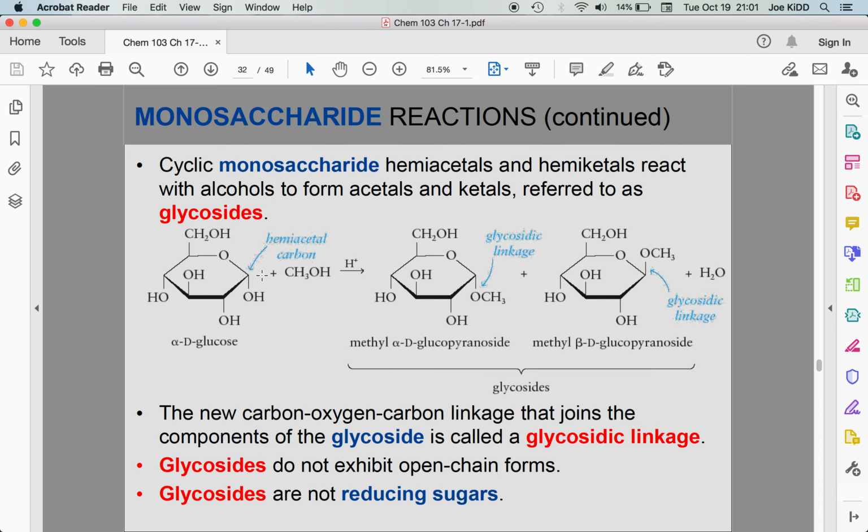And when this happens, we end up with a carbon-oxygen bond. And this bond is called a glycosidic linkage.